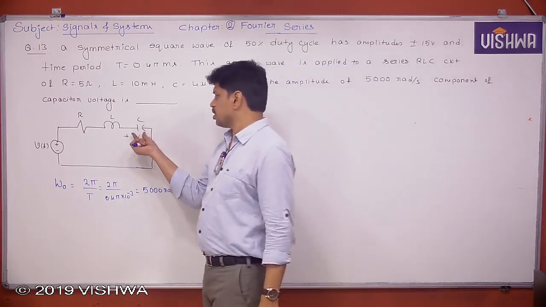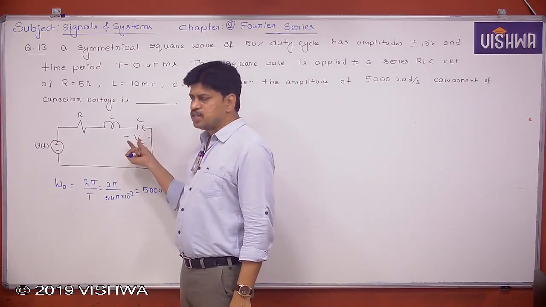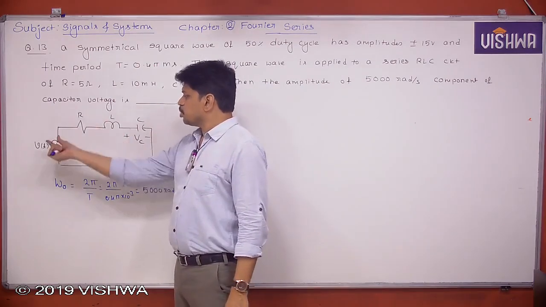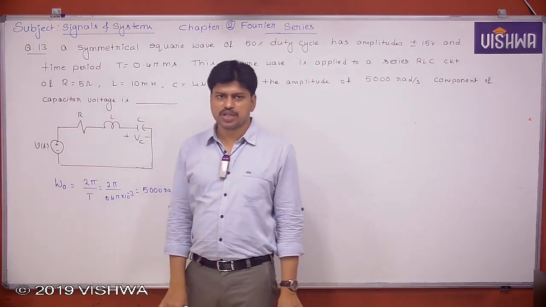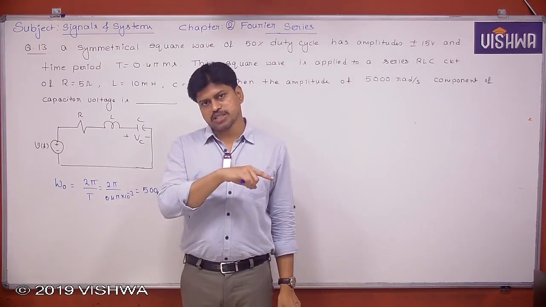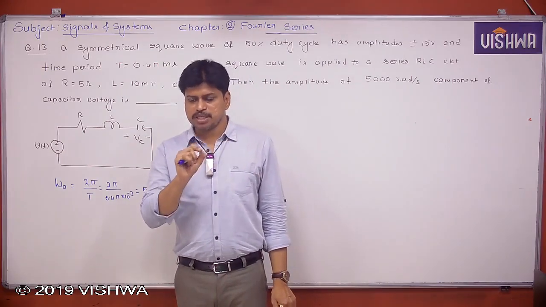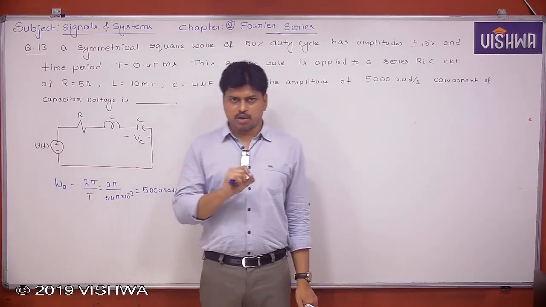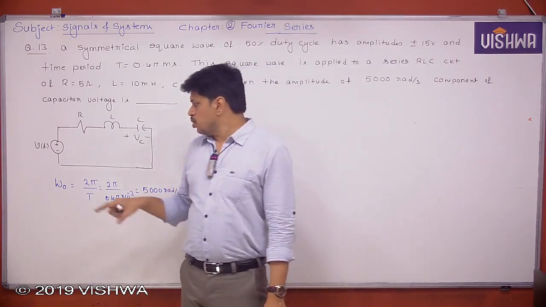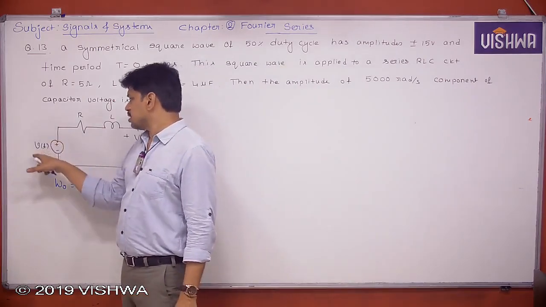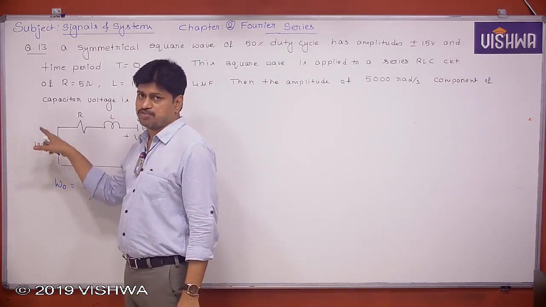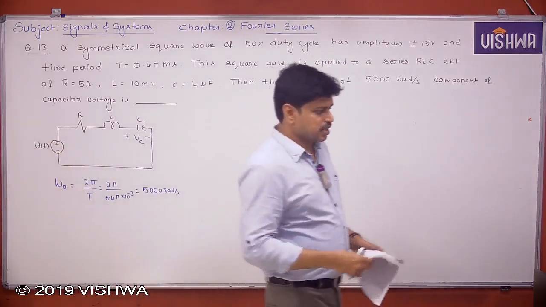I already told you, to find the fundamental component of capacitor voltage, the input must be the fundamental component of voltage. If the input is the fundamental component, the output is also going to be the fundamental component. Whatever frequency you require as an output, that frequency we have to consider as an input. So first we have to find the first harmonic or fundamental harmonic component of V of t.